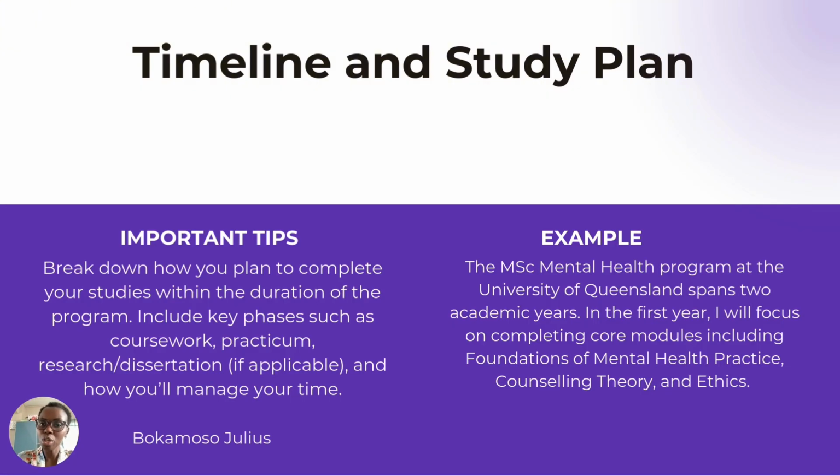How many modules are you supposed to take? You have to be as specific as possible here in your timeline and your study plan. That is your study plan, actually. Here is just an example. The MSc Mental Health program at the University of Queensland spans 2 academic years. In the first year, I'll focus on completing core modules, including foundations of mental health practice, counseling theory, and ethics. This is just an example, but you can do a table or a Gantt chart, like I mentioned, to break down your modules, any coursework or practicum that you undertake.